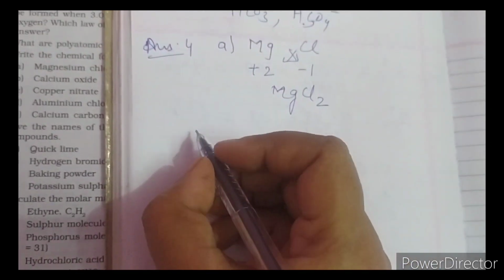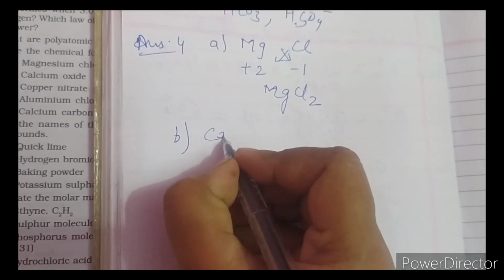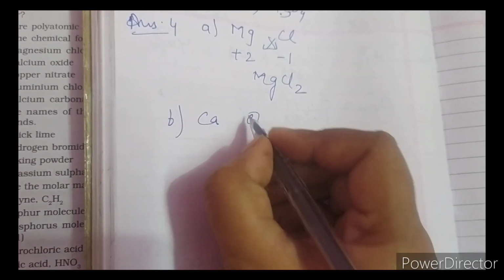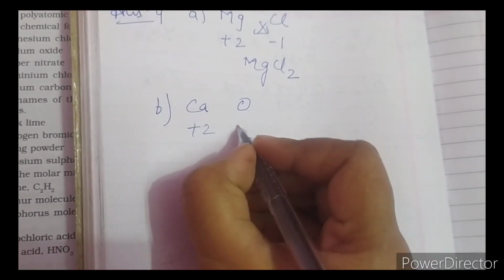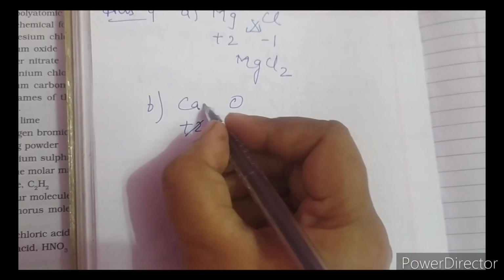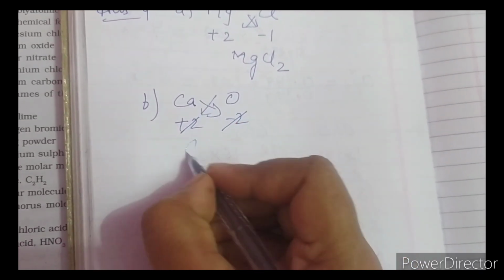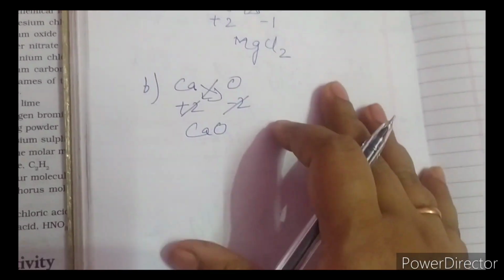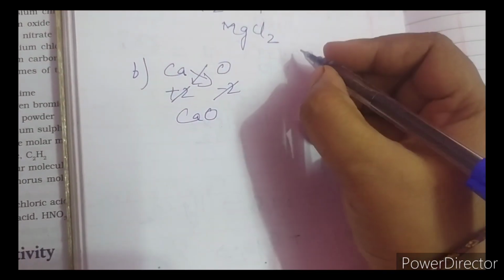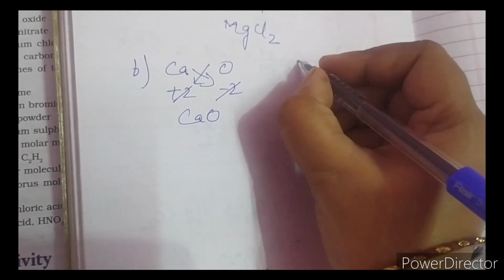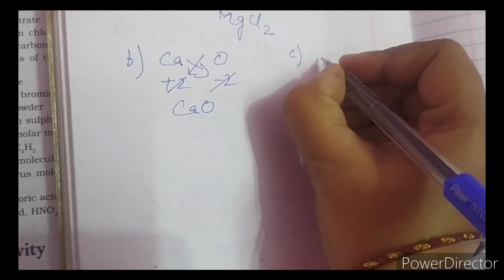Next is calcium oxide. So calcium symbol is Ca, oxygen is O, +2, -2, 2 ones are 2, 2 ones are 2. It will cancel out each other, cross multiply, and you will get the formula as CaO, because 1 is not written in the formula.